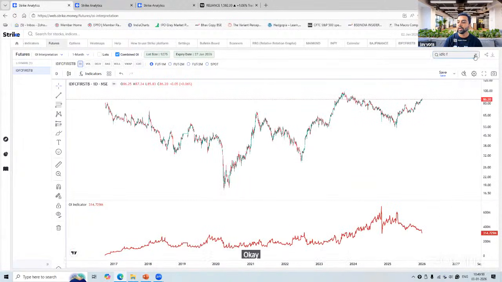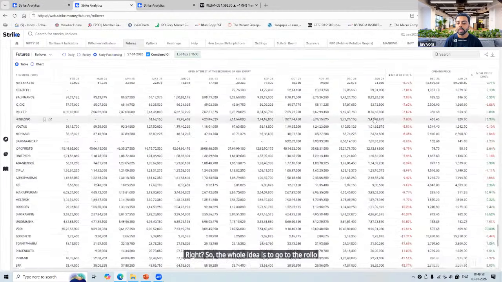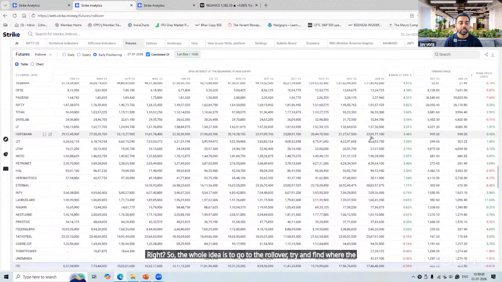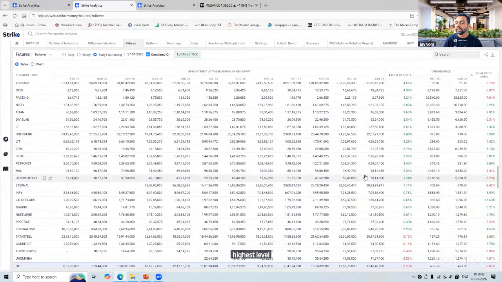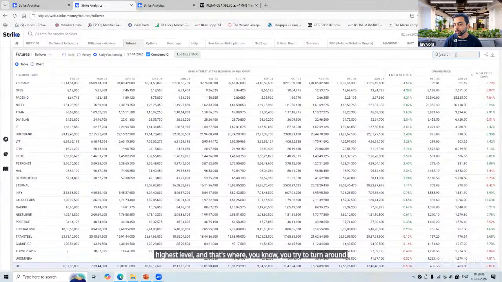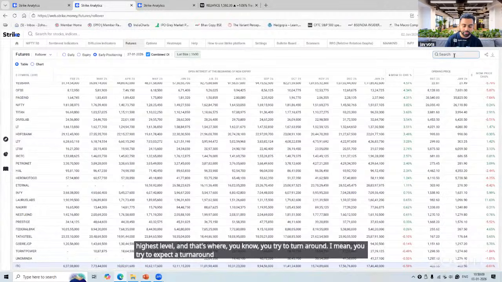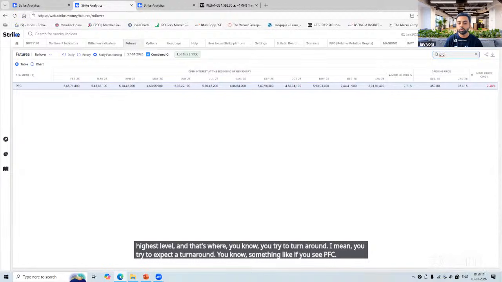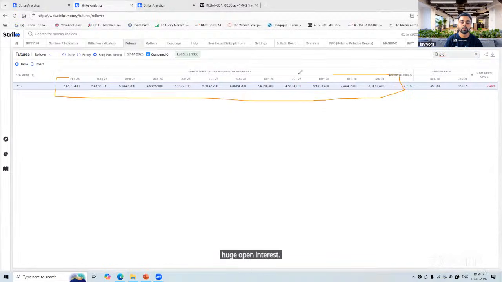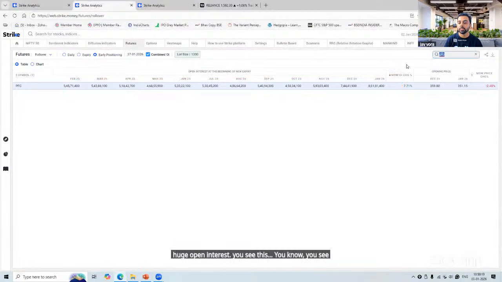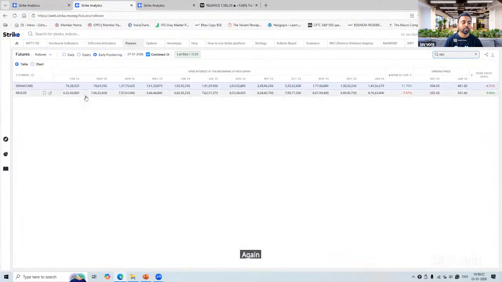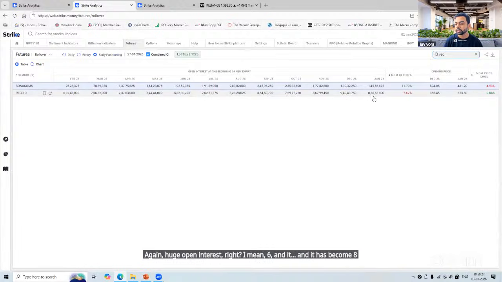Okay. Now, as I told you, the question that you all might have is how do I find this, right? So the whole idea is to go to the rollover, try and find where the open interest is at its highest level, and that's where you try to expect a turnaround. Something like if you see PFC, huge open interest. You see something like REC, again huge open interest, right? 6 and it has become 8 crore 76.